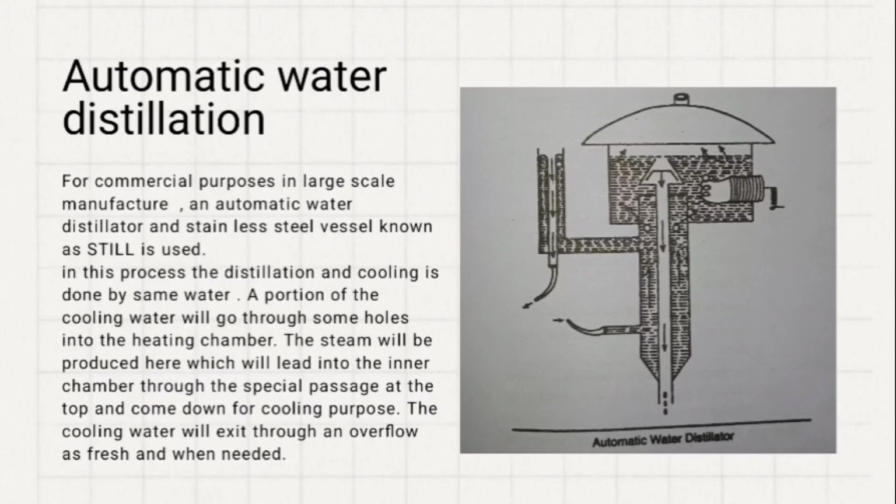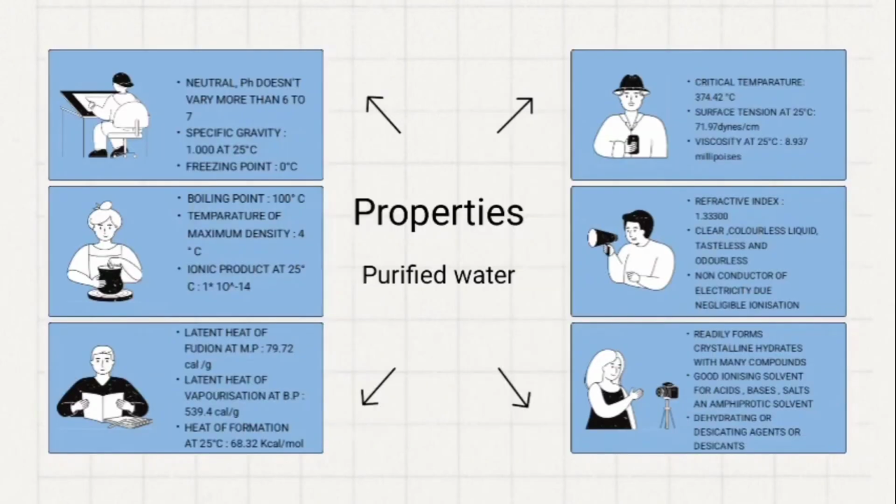A portion of the cooling water will go through some holes into the heating chamber. The steam will be produced here, which will lead into the inner chamber through a special passage at the top and comes down for cooling purpose. The cooling water will exit through an overflow as fresh water when it is needed.